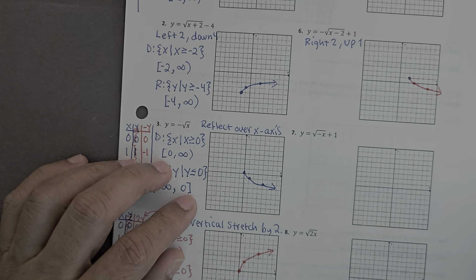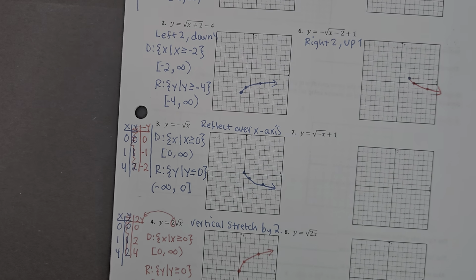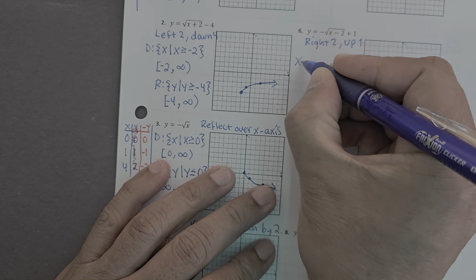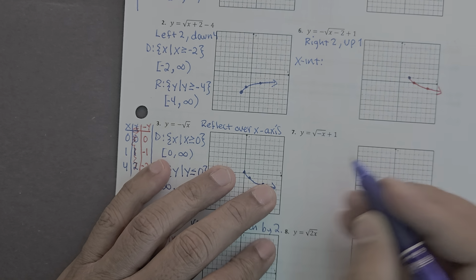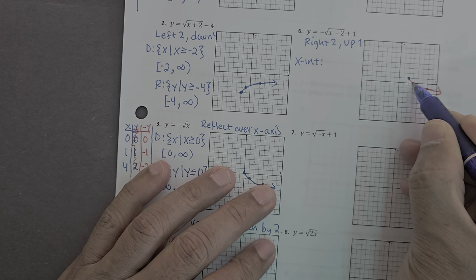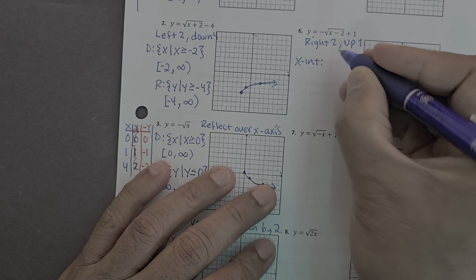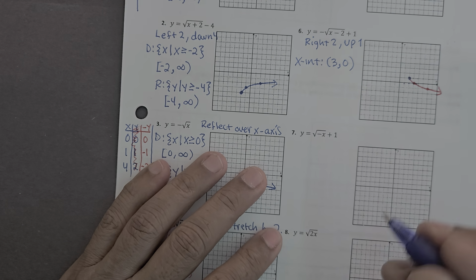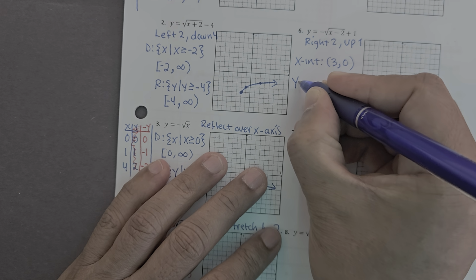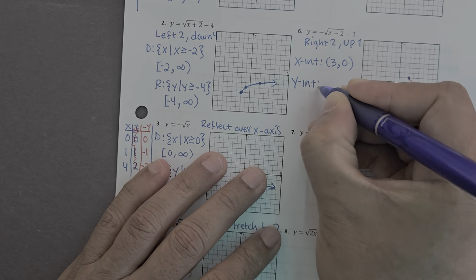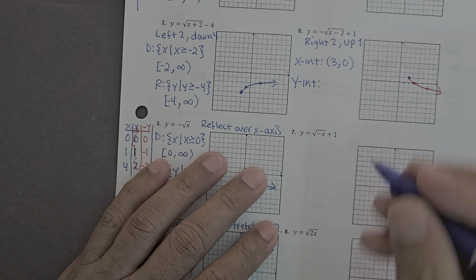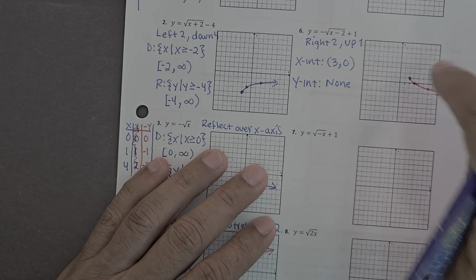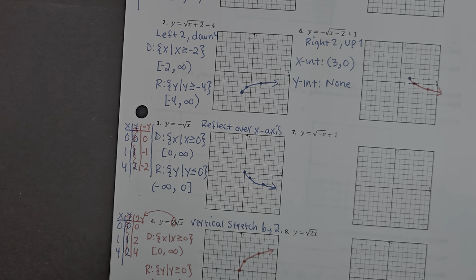Now notice again, domain and range do get affected, but I'm not going to go over domain and range. So for x-intercept, we see the graph crossing the x-axis at this point. So that's where x is 1, 2, 3. So (3, 0). Okay, if you look at the graph, do you see the graph crossing the y-axis at all? No. So that means none. It doesn't cross the y-axis, so we say none because we don't see the graph crossing the y-axis.